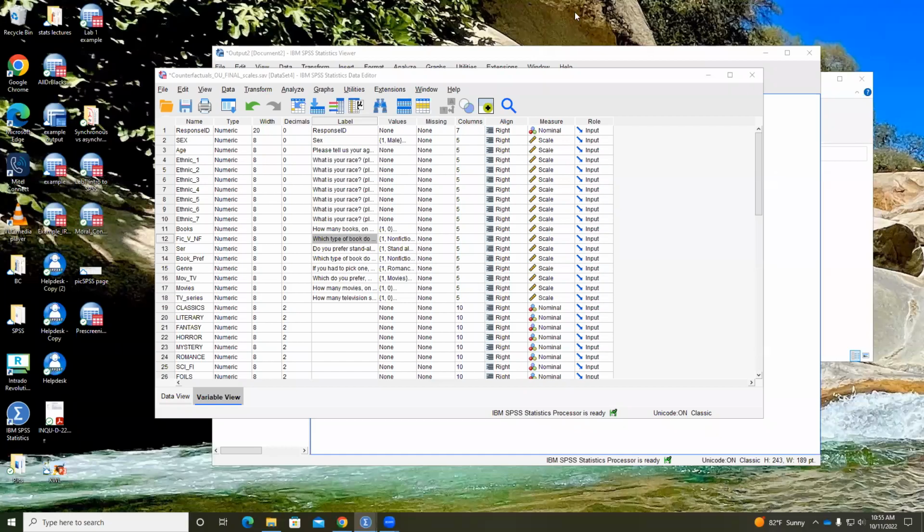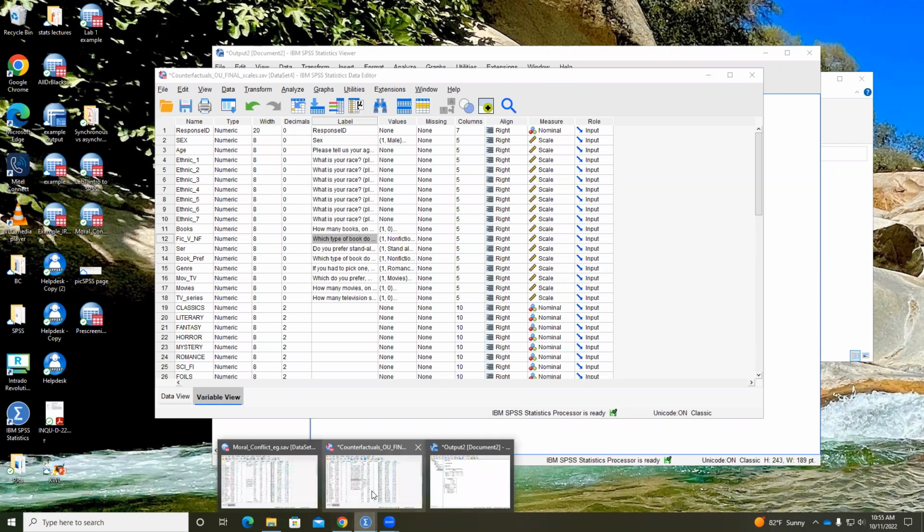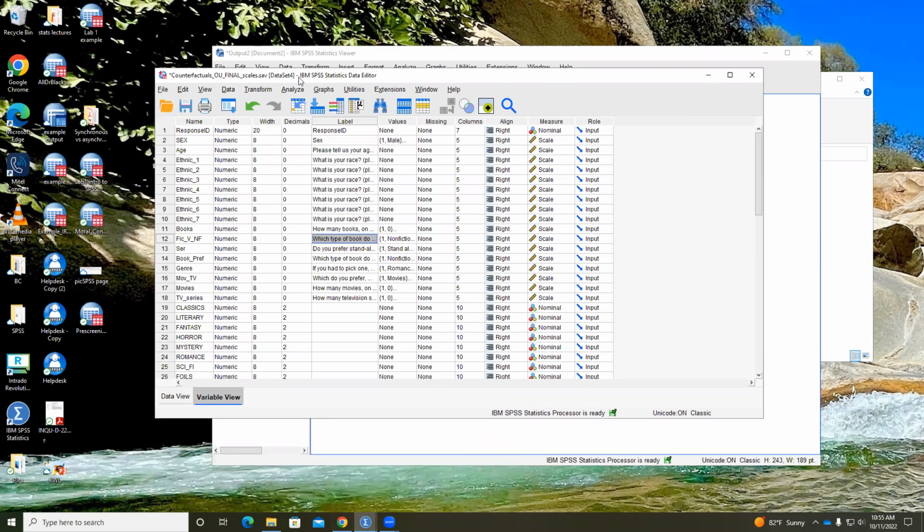This time I'm going to show you how to do a chi-square test of independence with SPSS. What we're going to do here is test whether preference for fiction and nonfiction is related to sex, male versus female. There's a couple ways to do this. We're going to do it like this.